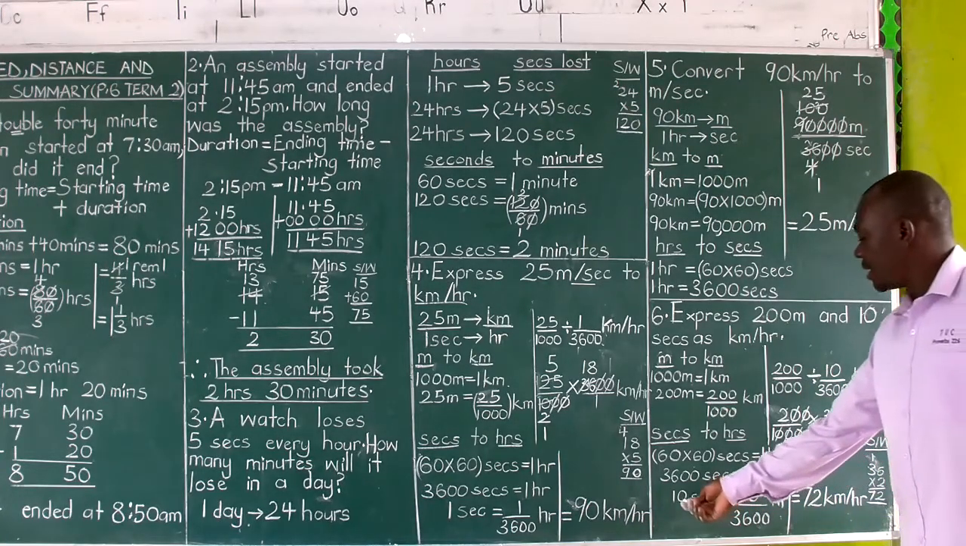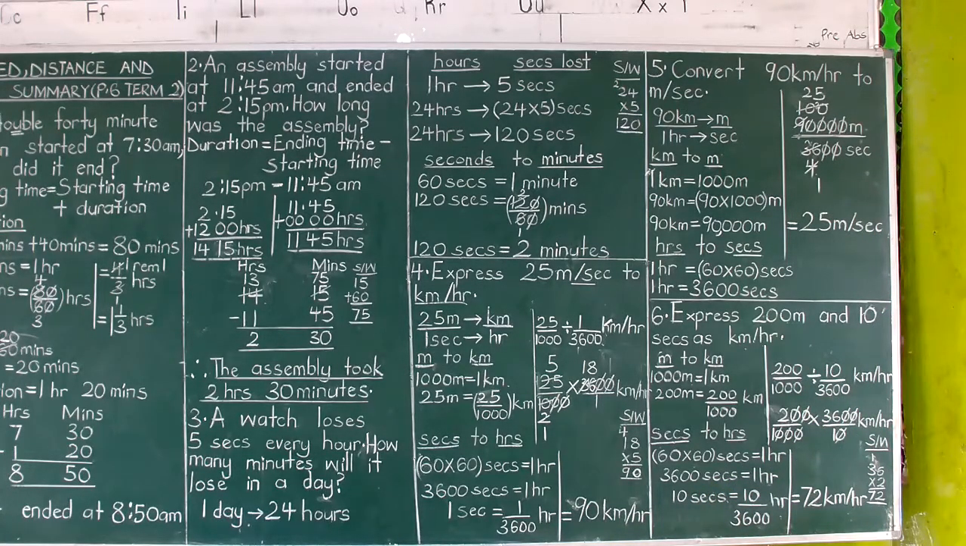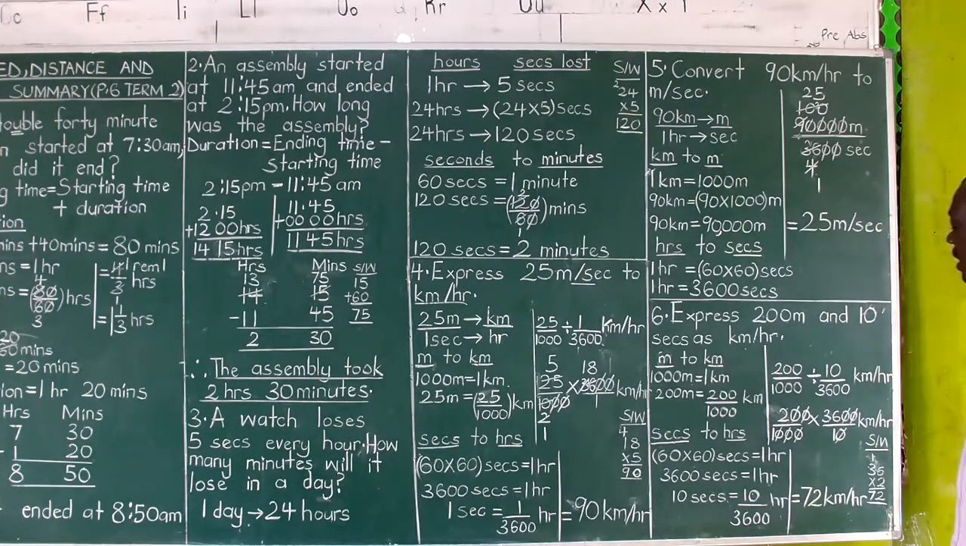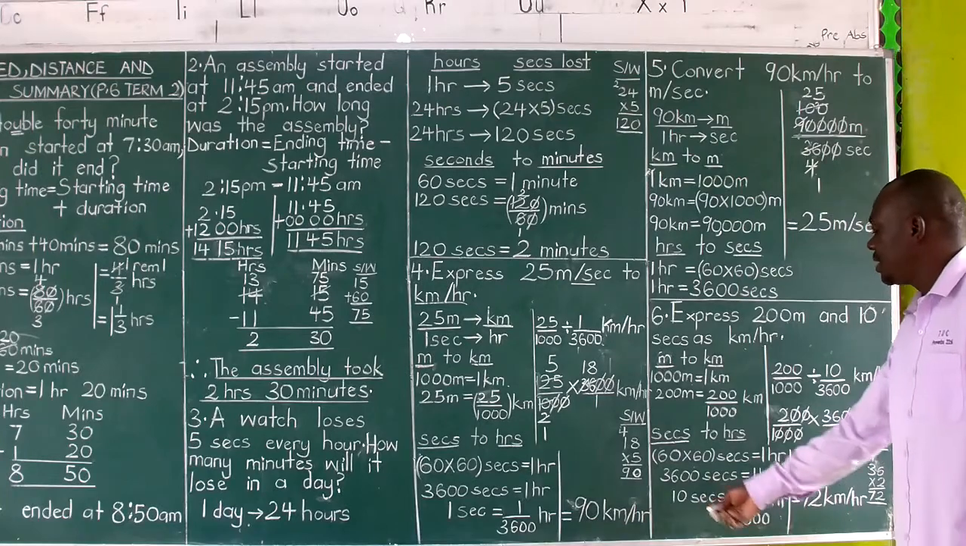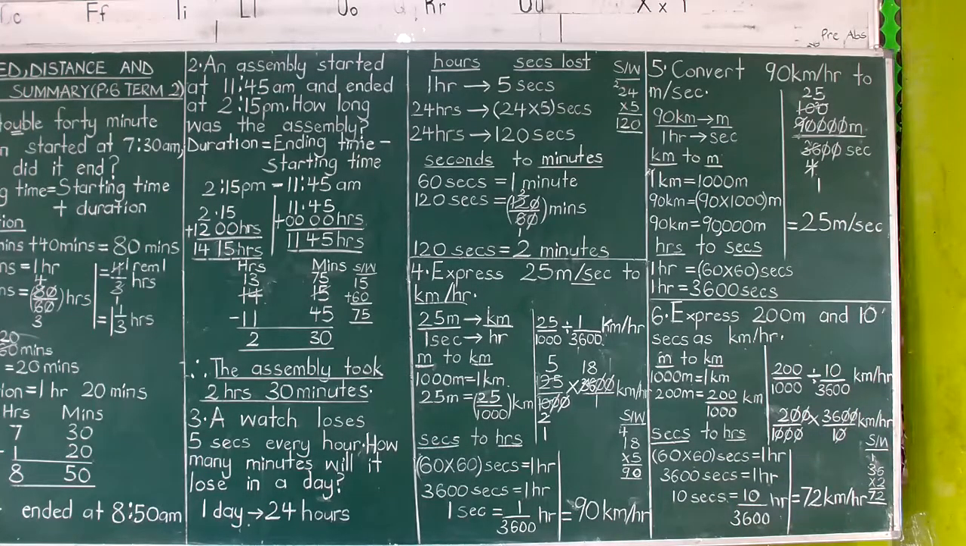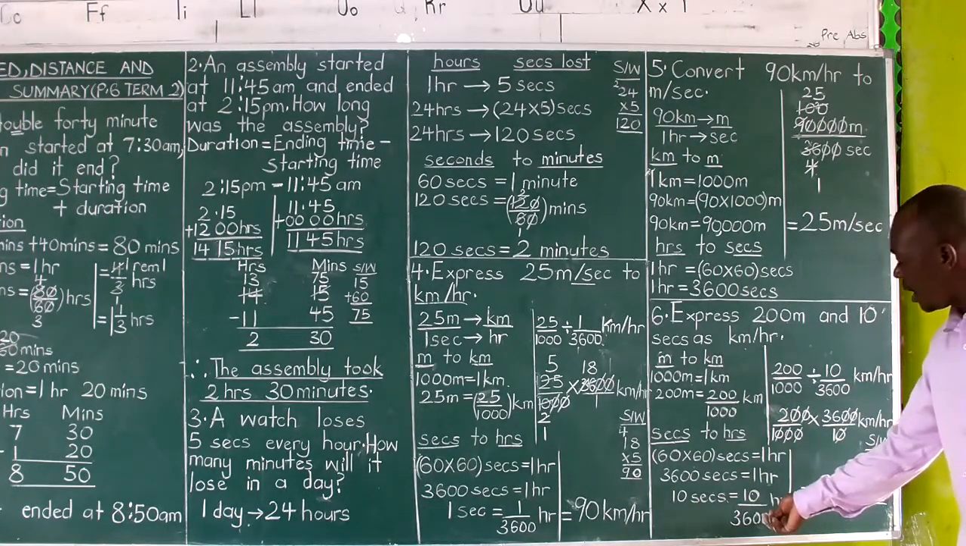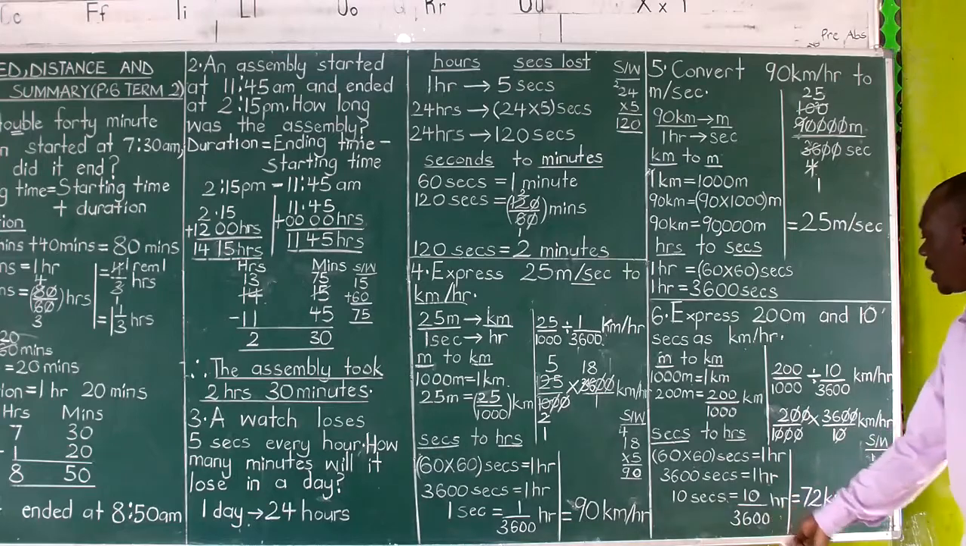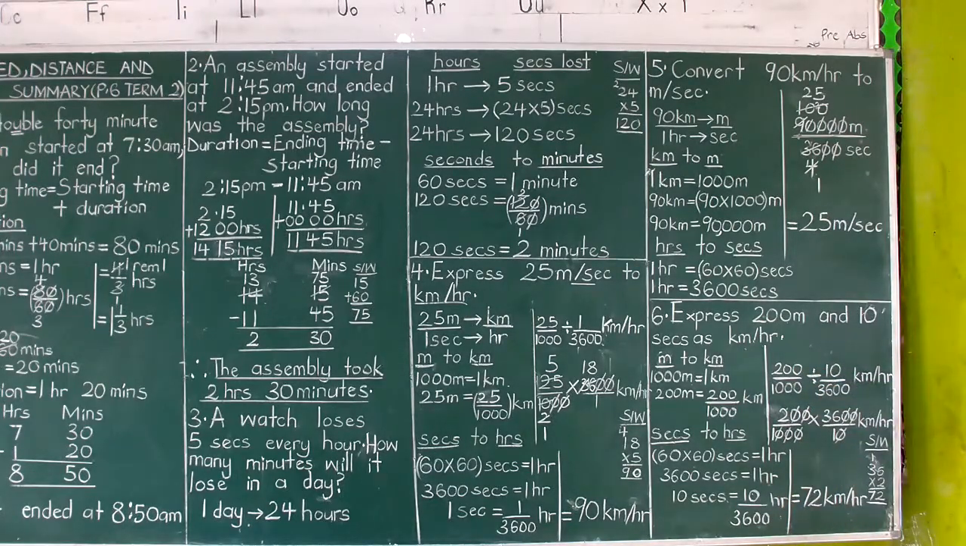What about 10 seconds? It's just a fraction, part of a whole. So that is 10 out of 3,600 hours in 10 seconds. Now that we have kilometers and hours, we can attain kilometers per hour by division. Divide these kilometers by these hours. 200 out of 1,000 divided by 10 out of 3,600 gives the answer in kilometers per hour.